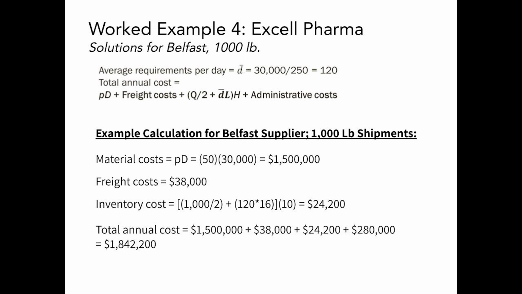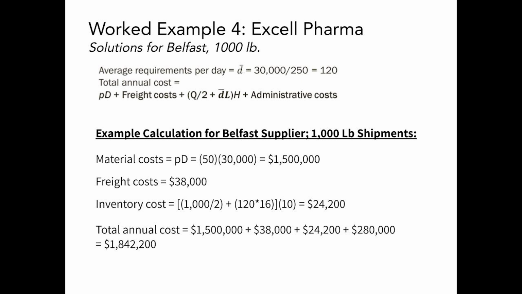Let's focus on a single scenario for Belfast, analysing a £1,000 shipment to understand how the equation works. This process will illuminate the broader methodology that can be applied using Python for efficiency and accuracy across all potential supplier scenarios. To begin, we determine the average daily requirements, D bar, by dividing the annual need of £30,000 by the number of working days in the year, 250, resulting in £120 per day. The total annual cost, TC, equation, which includes material, freight, inventory and administrative costs, guides our calculations.